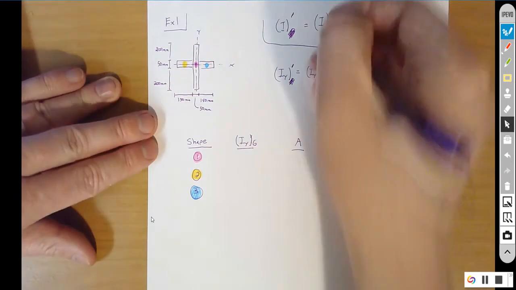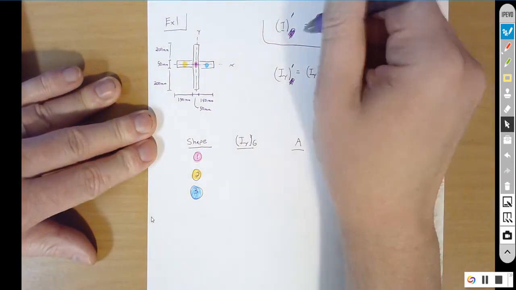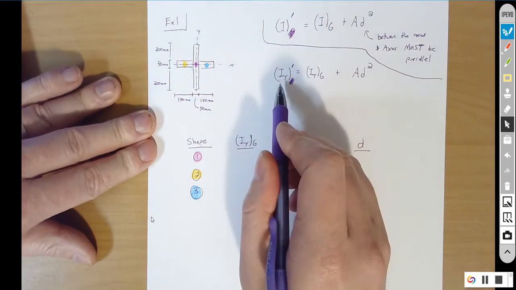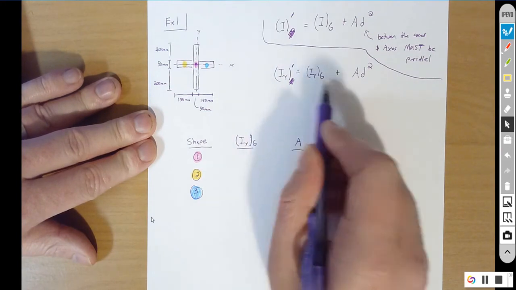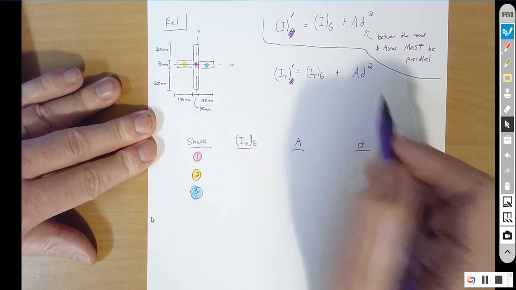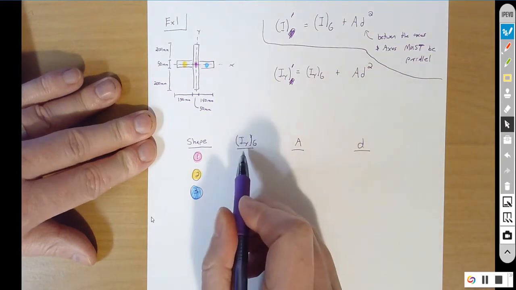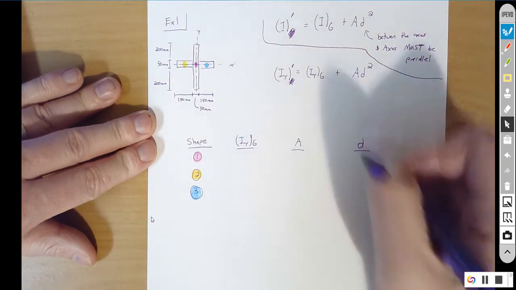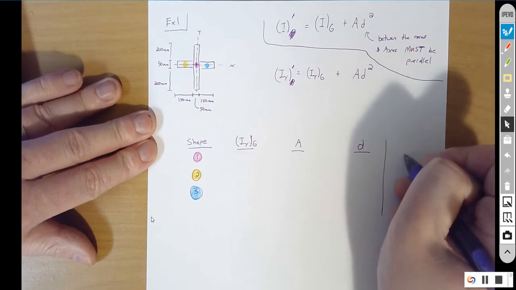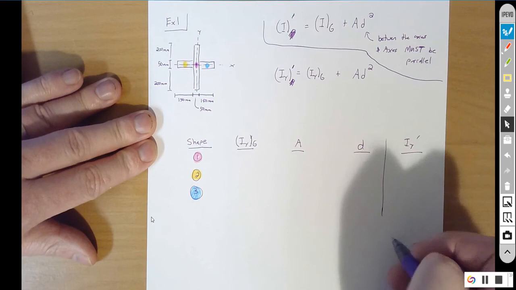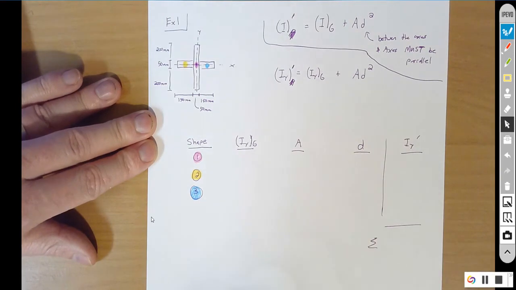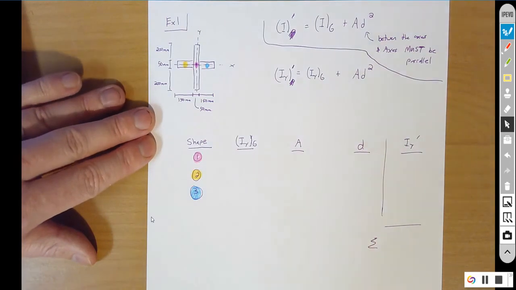So IY or IX will go up here as well. So IY about some new axis equals I about the centroid y-axis plus area times distance squared. So I'm going to find all these pieces: IG, A, D, and then over here I could calculate IY prime for each of these, and then do a summation at the bottom. So that's the strategy. So let's do that real quick.